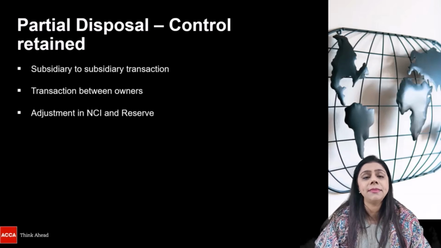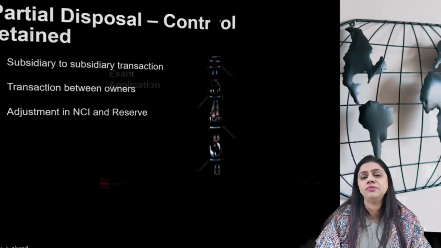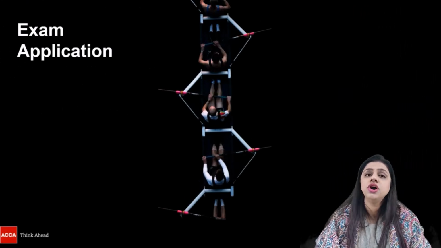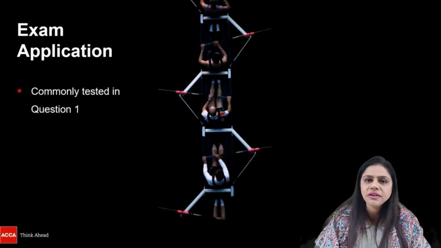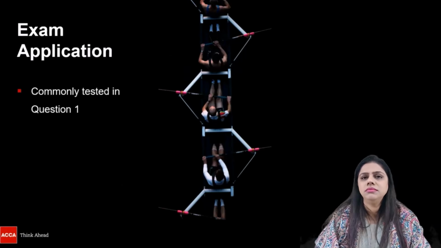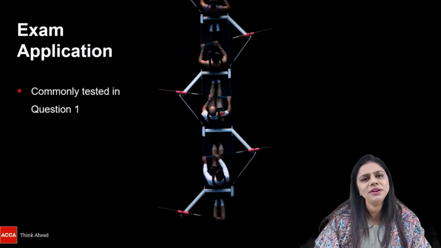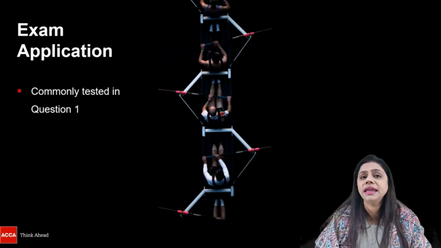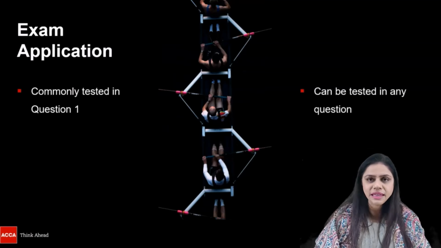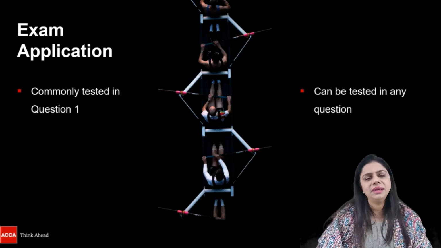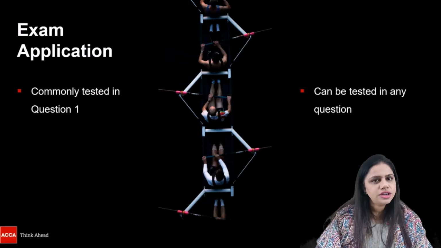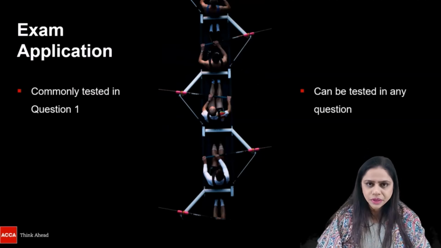Normally, it can come up in the calculation part where you have to make an extract of a financial statement, or it can be tested on a theory basis, or it can be tested in any other exam also. So question 1 definitely has a consolidation portion, but the disposal part can come up in any question of our exam, be it ethics or any other stakeholder analysis, right?